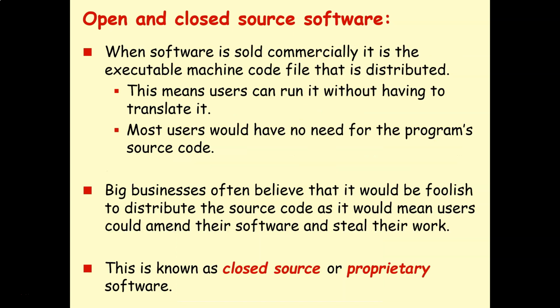When software is sold commercially, it is typically the executable machine code file that is distributed. This means people can run it without having to worry about translating the program. Also, let's face it, most users have no need for a program's source code. Big businesses often believe that it would be foolish to distribute the source code, as it would mean users could amend and edit their software and steal their work. This model of software is known as closed source or proprietary software.